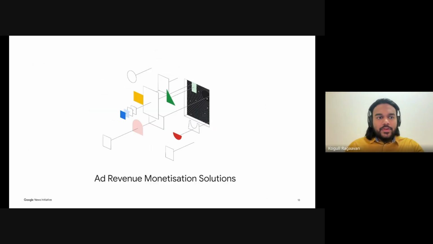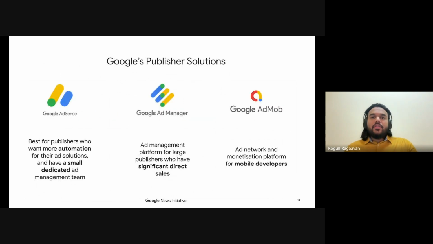Okay, let's move on to ad revenue monetization solutions. So Google offers 3 key solutions to help publishers monetize their content. So there is AdSense, Ad Manager, and AdMob. These products are tailored to different types of publishers depending on their scale, needs, and how they wish to manage their advertising. So first off, let's talk about Google AdSense.